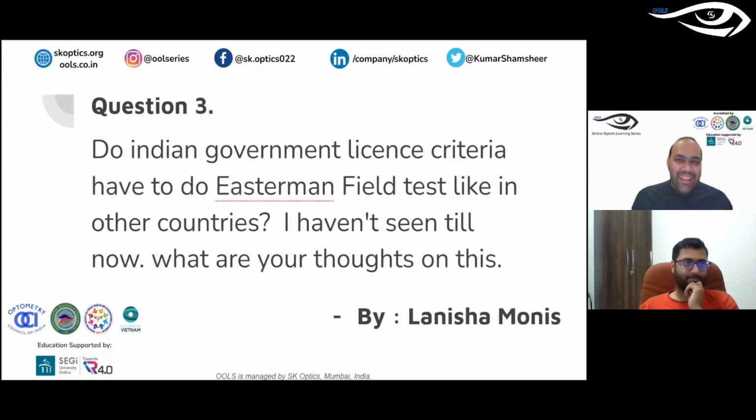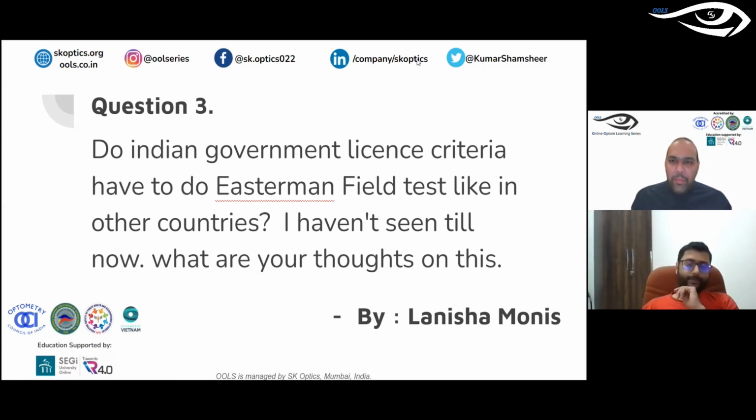And this is something probably a bit out of the talk, but I thought let's take it to see if you have any inputs on this. In terms of licensure criteria, there is an Esterman field test which is done globally, but we don't have it in some countries. Any thoughts or anything you're aware of on this?